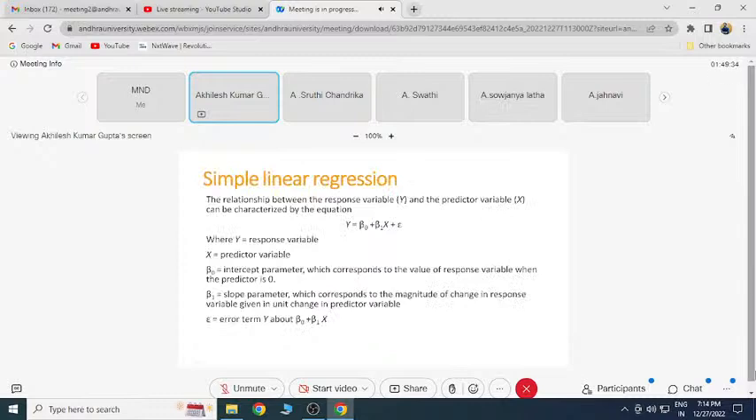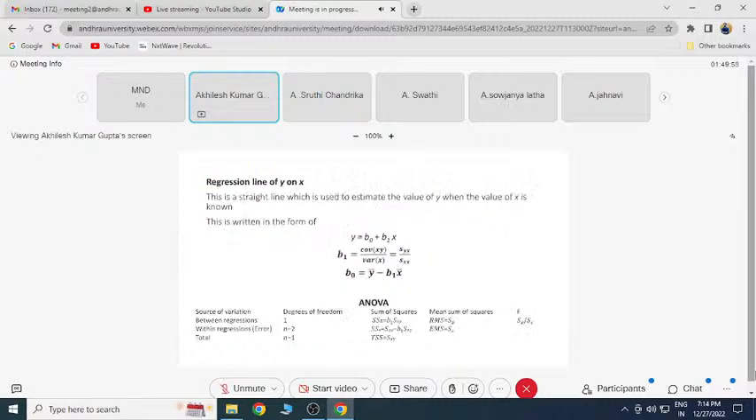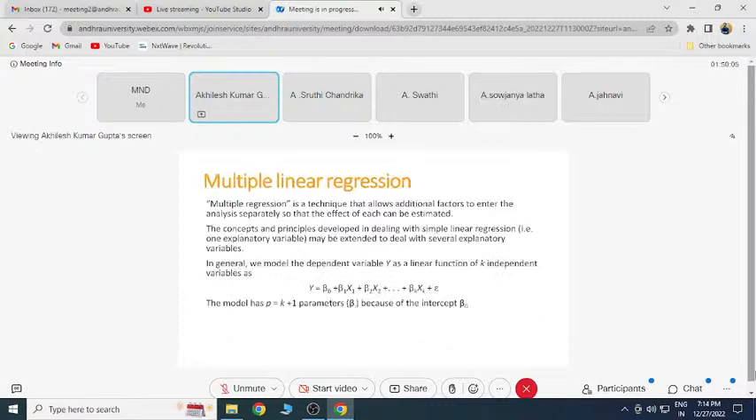We have two types of regression: simple linear regression and multiple linear regression. Simple means you have only one independent variable, only one x variable, with one response variable, which will always be one dependent variable. So you will study how your y variable is changing with the change in the x variable. These are the theoretical formulas for how you calculate regression of y on x. Theory, I will not go into much. And in multiple linear regression, you have more than one independent variable against a dependent variable.